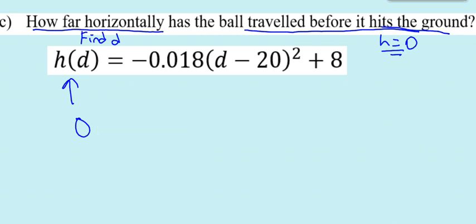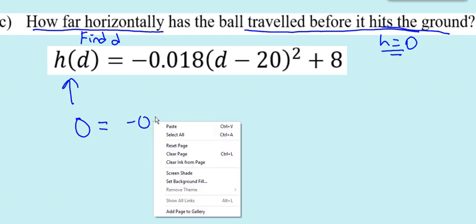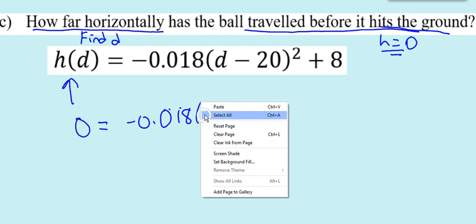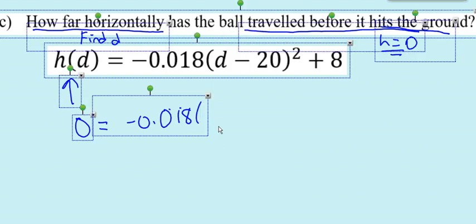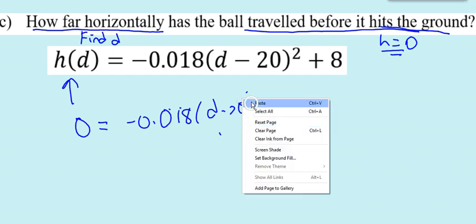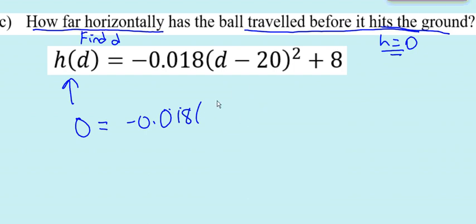So if I let H equal 0, hold on, I'm having pen issues here. If I let H equal 0, I then want to be able to solve for D. So there's the equation. Okay, something's going on. Let me fix that.